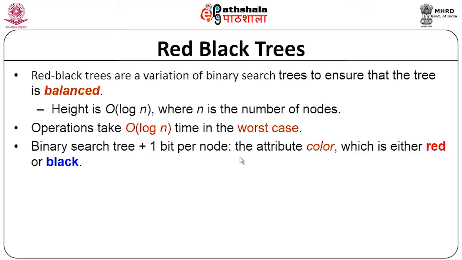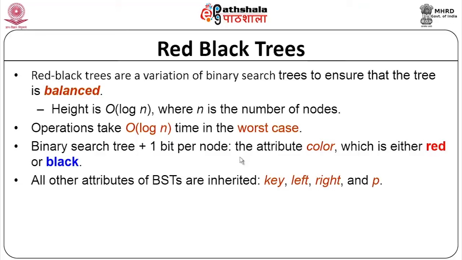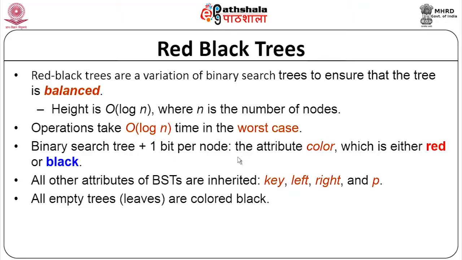So, binary search tree, but here when we are representing the binary search tree, it will be represented with 1 bit per node extra, and that will be the attribute color, and the color can be either red or black. Okay. And all other attributes of the binary search tree are inherited, that is, you will have a key, you will have a left, you will have a right, and you will have P, and all empty trees are colored black.